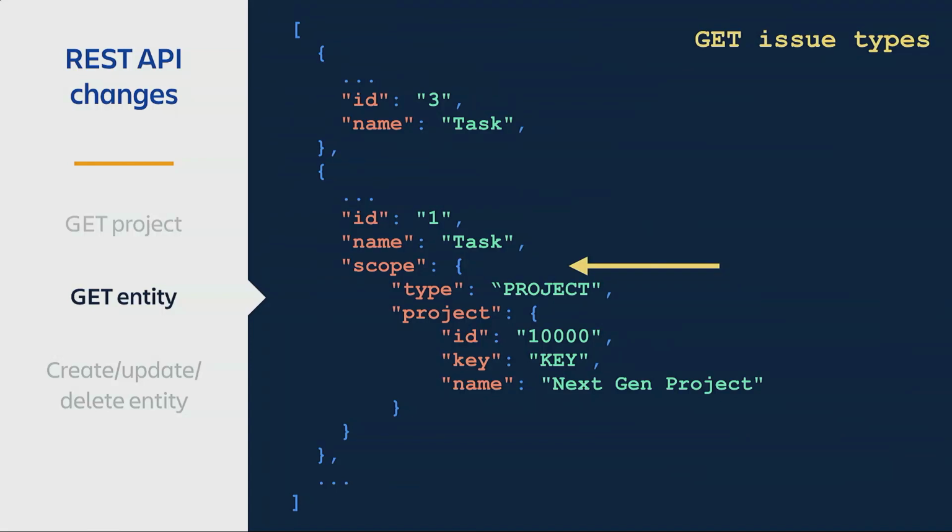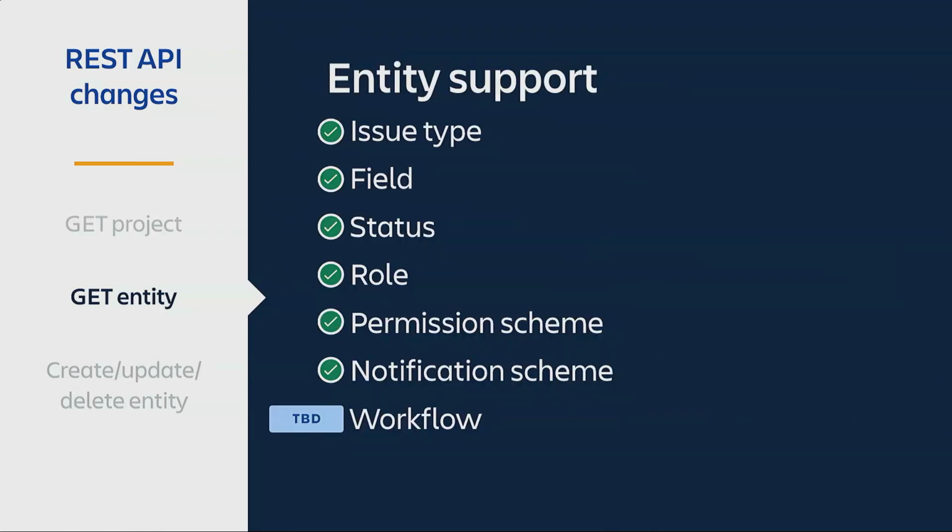The second thing to note is the names. As I mentioned before, names no longer need to be unique within NextGen projects across multiple projects. So this endpoint can now return things with the same name. So which entities support this? Right now, we've built out support for most entities.